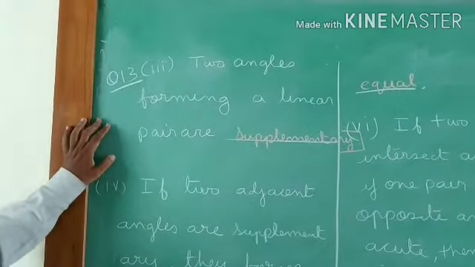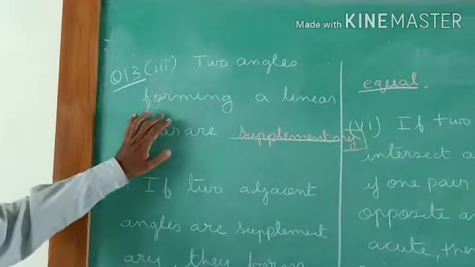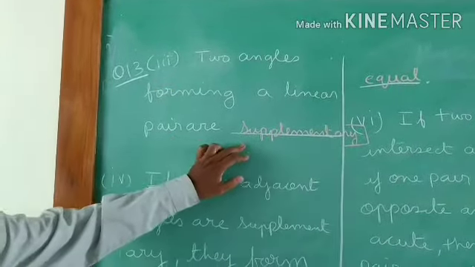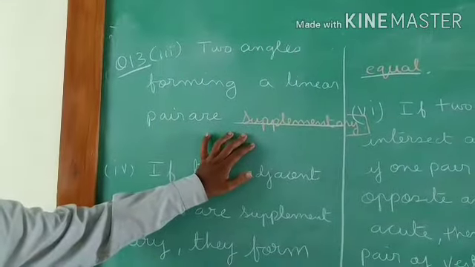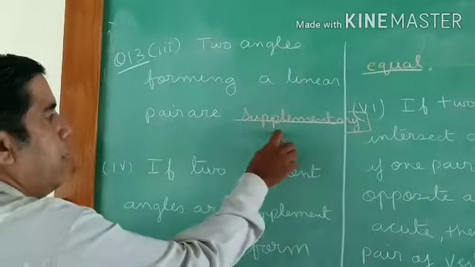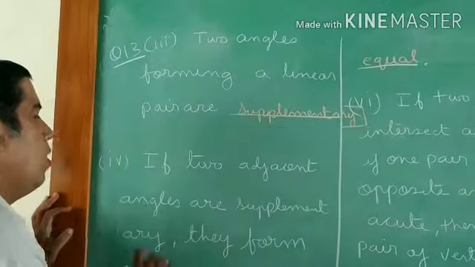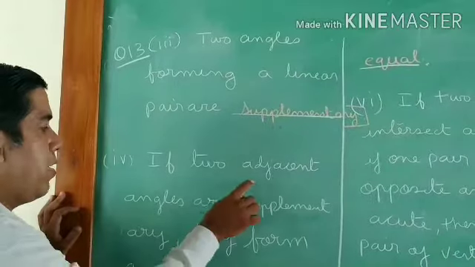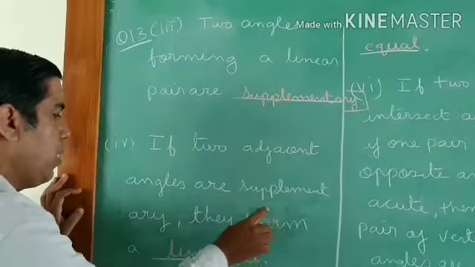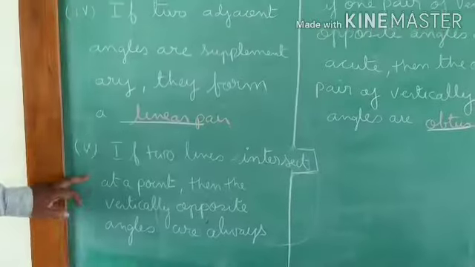Question number 13, now part 3. Two angles forming a linear pair are supplementary. Supplementary means 180 degrees. So if it is 180 degrees, it means supplementary. Now fourth part, if two adjacent angles are supplementary, then they form a linear pair.